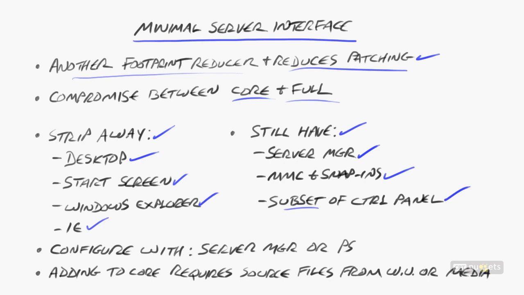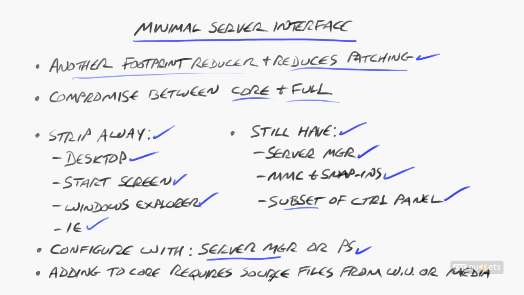Now, in order to configure this, you can use either Server Manager or PowerShell as usual. If you want to take a core installation, in other words, when you first installed the OS, you decided to install it as a core server, but now you decide you want to go to minimal server interface, how do you do that? Well, you still use PowerShell for that one, or Server Manager remotely.